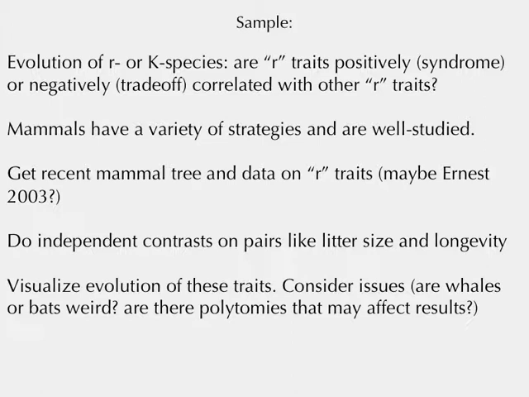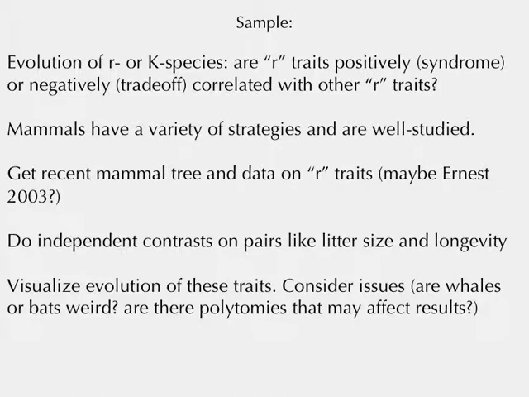So here's an example of such a thing. Right? So, are r traits positively or negatively correlated with other r traits, like r versus K species? Right? We also have a variety of strategies that are well studied. They're a good group for this. Okay. So we've got a mammal tree and data. We know that Earth 2003 happens to have a data set on litter size in mammals, time of gestation in mammals. And those traits are relevant. I know there's that big mammal supertree I could use. Okay, so you already get the tree, get the data.